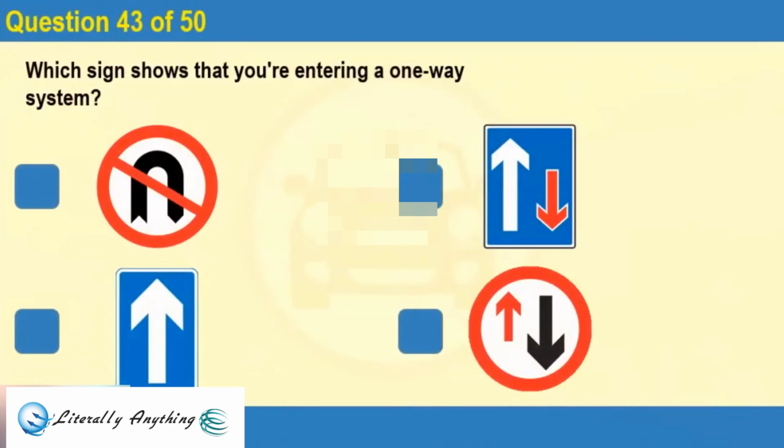Which sign shows that you're entering a one-way system? 1, 2, 3, 4.